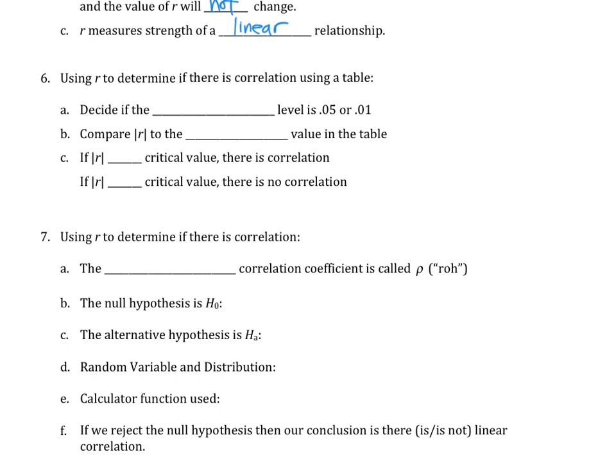So decide if the significance level is 0.05 or 0.01. Again, this is the default one, right?